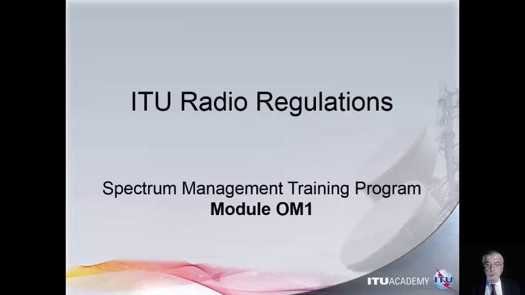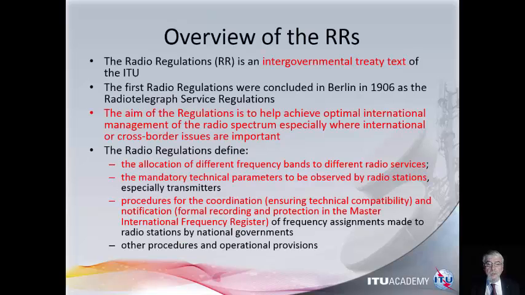Now we will focus on the radio regulations. The radio regulations is an intergovernmental treaty text of the ITU, and the aim of the regulations is to help achieve optimal international management of the radio spectrum, especially where international or cross-border issues are important.